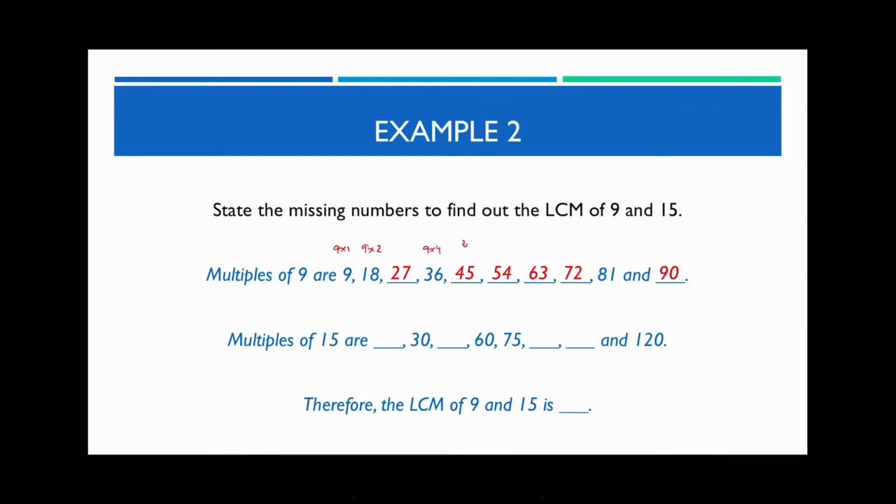You get the idea. Multiples of 15: the first one should be 15, because that's 15 times 1, then 30, 45, 60, 75, 90, 105, and then 120. Therefore, the lowest common multiple of 9 and 15: we're trying to look at multiples that are the same first. In this case, you would notice that 45 is a number that's present in both of them, as well as 90. We're trying to look for the lowest one, so our answer is just going to be 45 in this case.